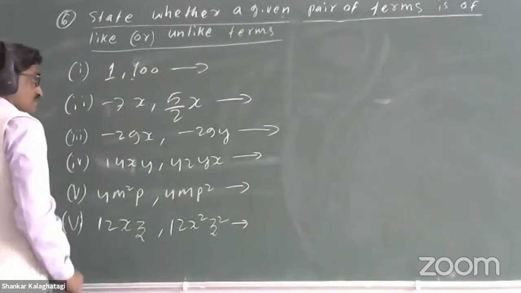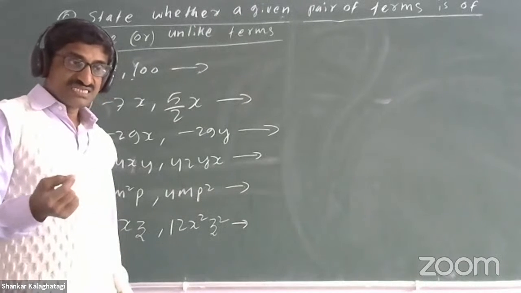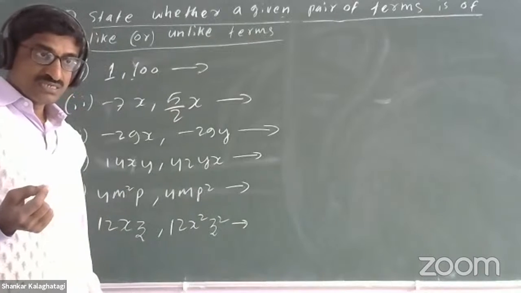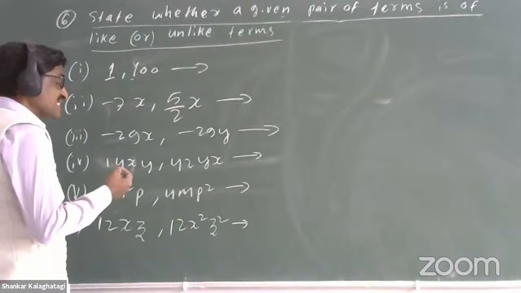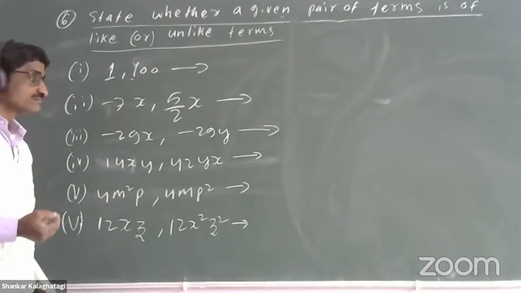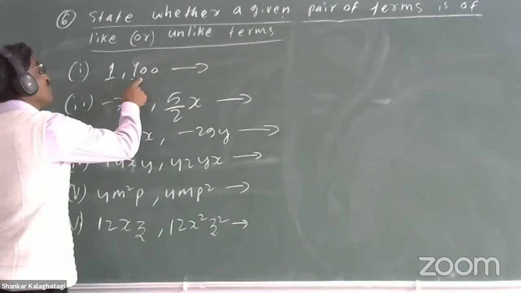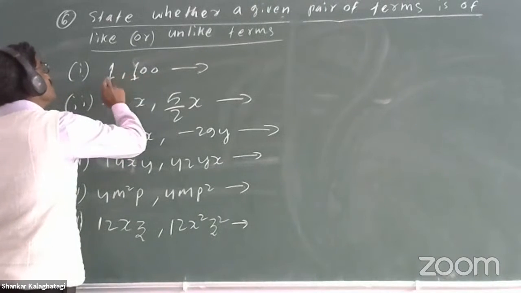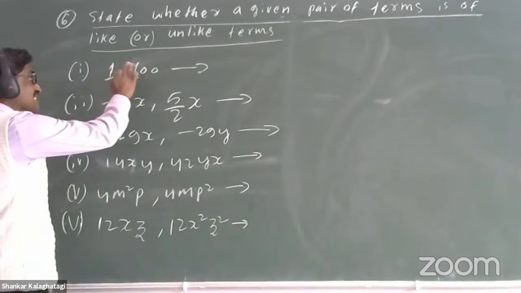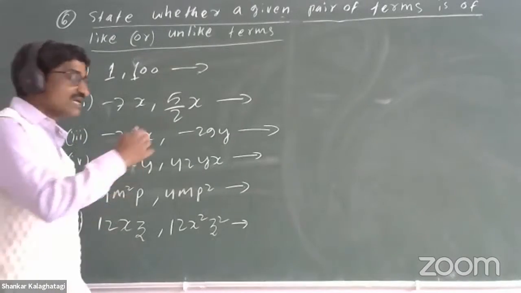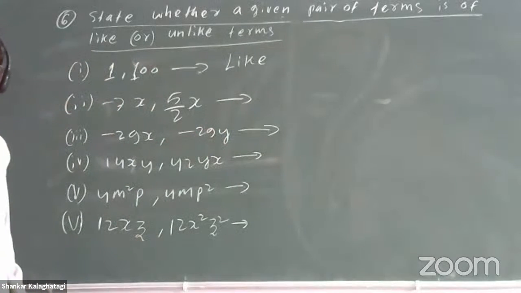Here we have to see only literal terms. Literal means A, B, C, D, okay, variables. They should have the same power and the same literal letter. Here, literal letter means there is no literal letter here. Both are like. Why? Because they are only numerical. This is also constant. This is also constant. So they are like terms. Okay.